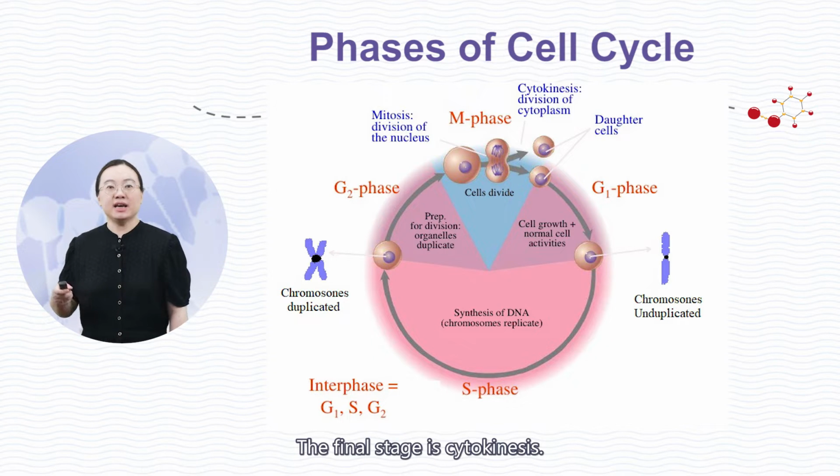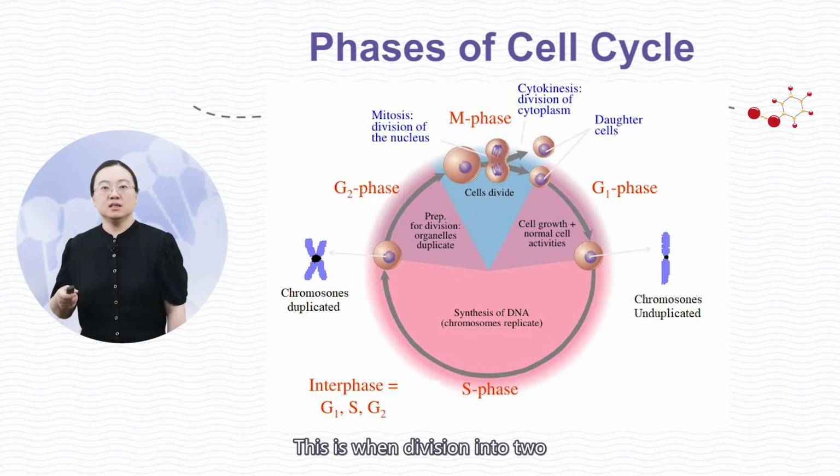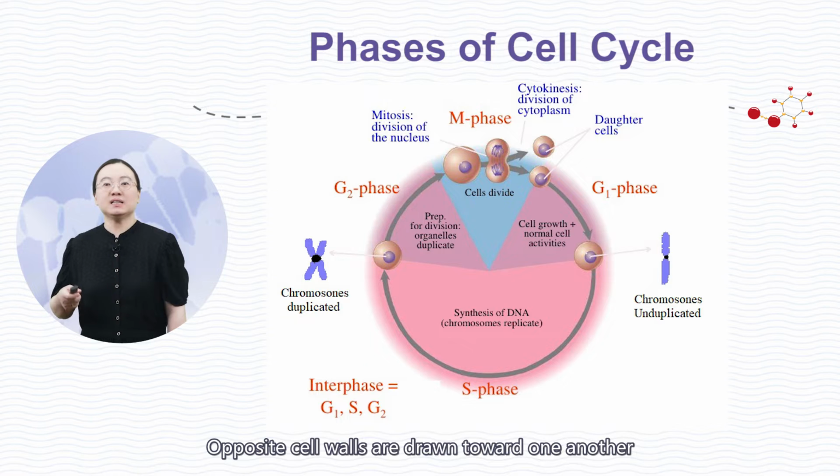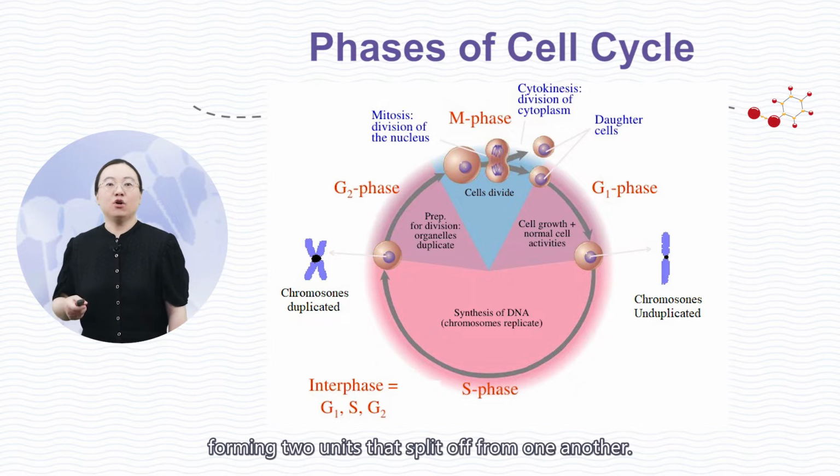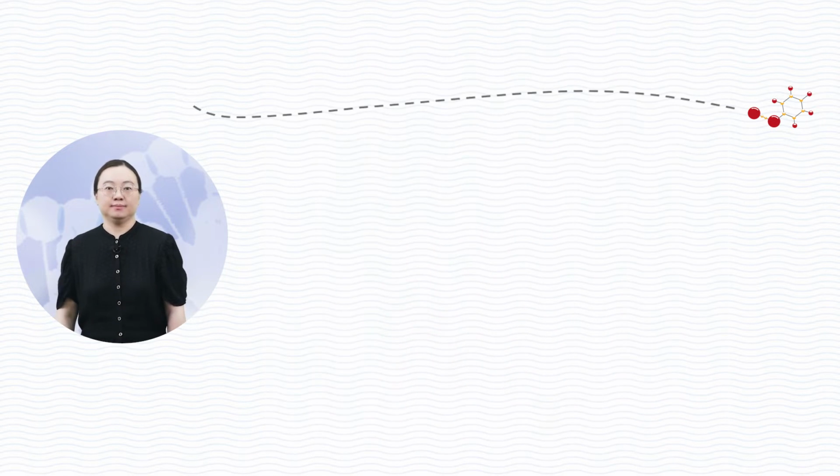The final stage is cytokinesis. This is when division into two distinct units actually takes place. Opposite cell walls are drawn toward one another at around the middle point until they meet, forming two units that split off from one another.